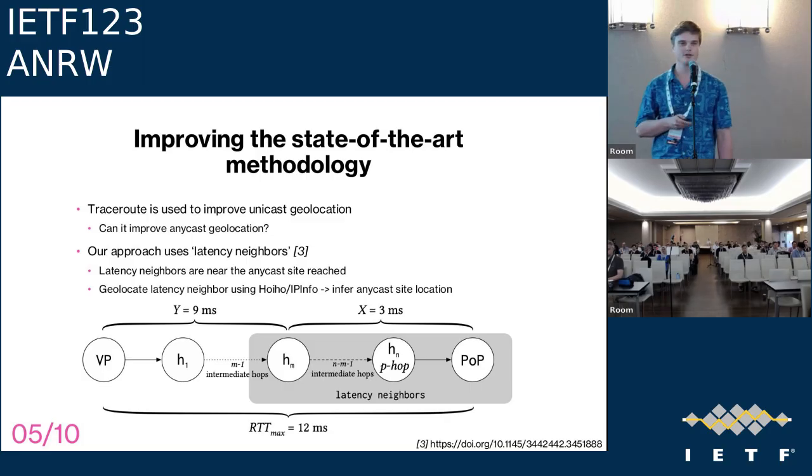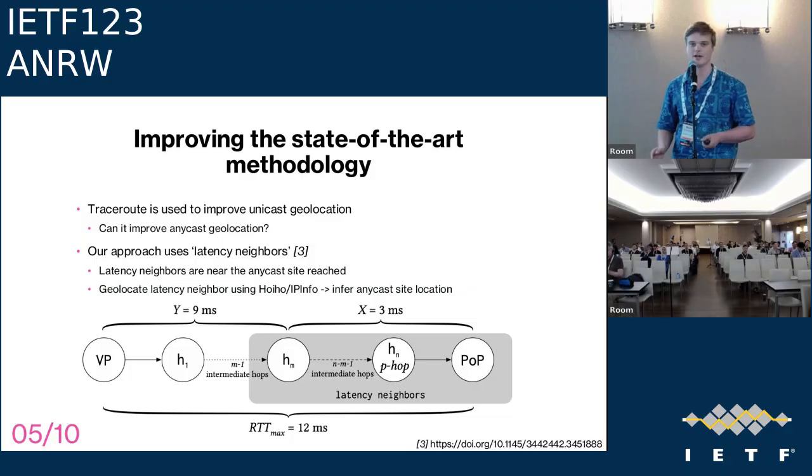And for this, we used latency neighbors, which is related work from the unicast geolocation. Basically, what it does is it finds so-called latency neighbors near the destination. In our case, it's the Anycast destination. And there are certain thresholds within how many milliseconds they must be from the destination and from the vantage point which originated the traceroute. And then you geolocate these hops near the destination, and you infer the Anycast destination to be near those latency neighbors. There's more detail in the paper, but due to time I will move on.